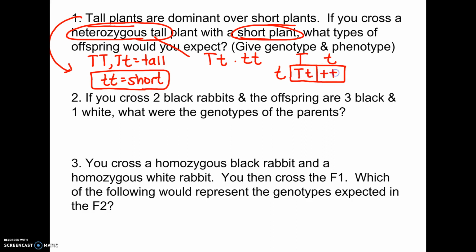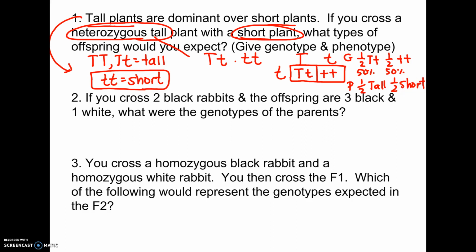And then if they ask for the genotype and phenotype ratio, the genotype ratio would be that half would be big T, little t, and 1/2 would be little t, little t. You could also say 50% and 50%. You do not have to use fractions. You can use percents. For the phenotype ratio, which is basically telling me what they look like, 1/2 or 50% would be tall, and 1/2 or 50% would be short.